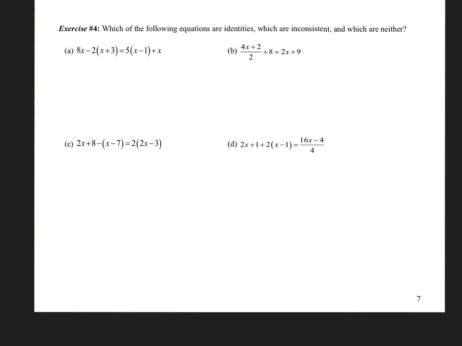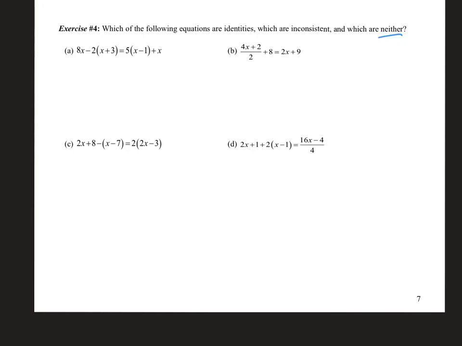Exercise 4 says which of the following equations are identities, which are inconsistent, and which are neither. Neither means that it has an answer. So if you start to solve it and you get x equals a number, it's solvable. And so it's not an identity or inconsistent.